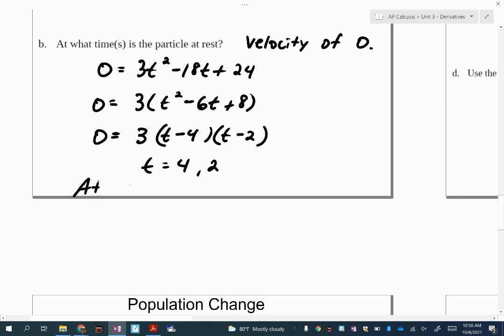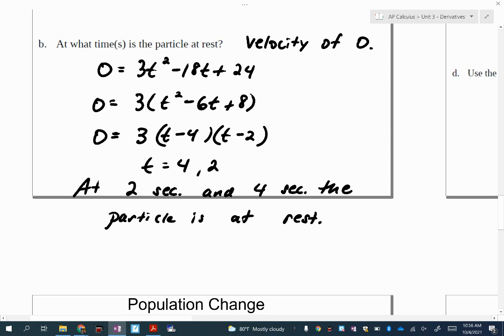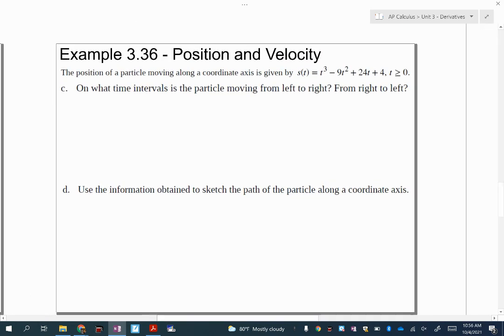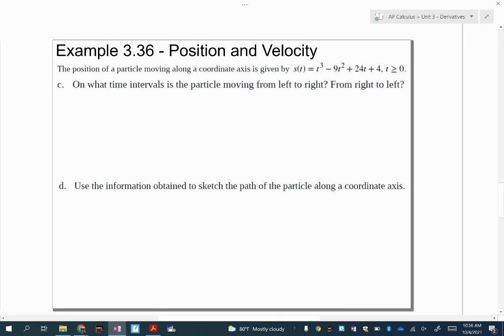So at 2 seconds and 4 seconds, the particle is at rest. Okay, let's keep going. On what time intervals is the particle moving from left to right or from right to left? This is that same idea like the question before, that we're trying to figure out where our velocity is going to be positive or negative. There's a couple ways to do this.